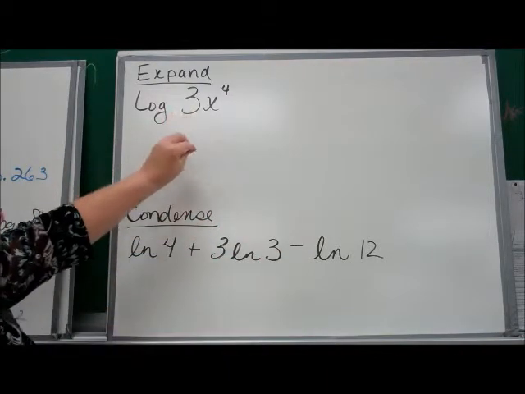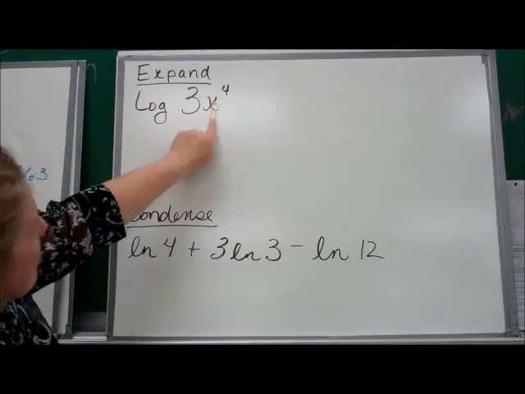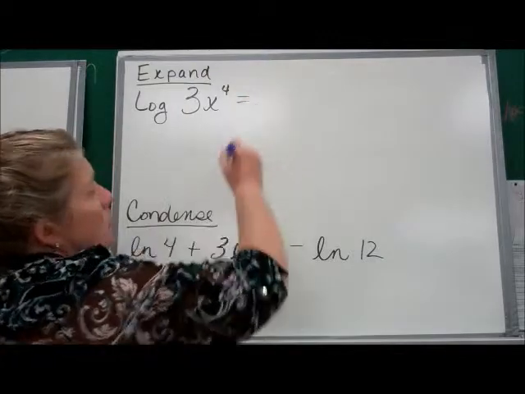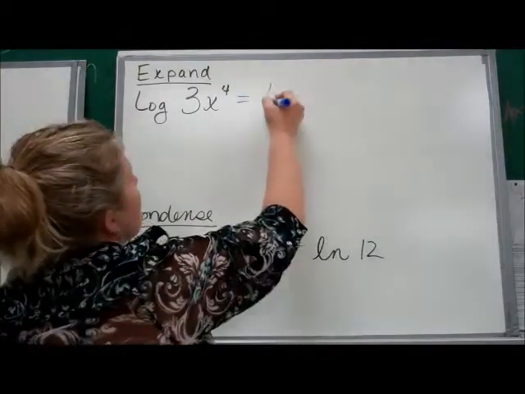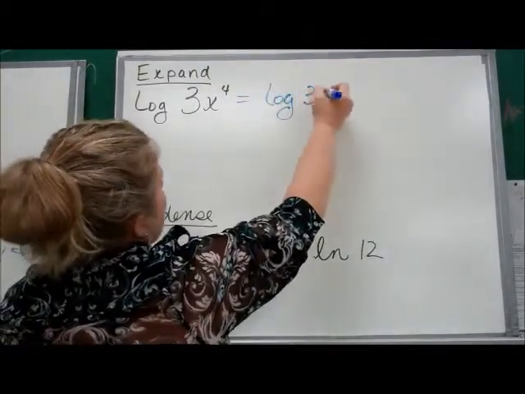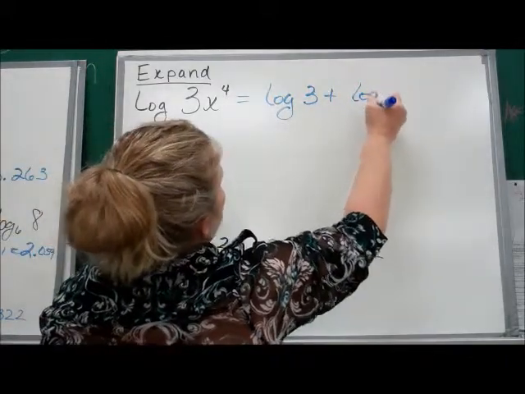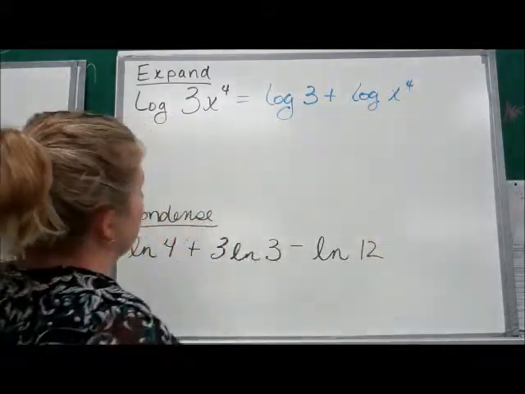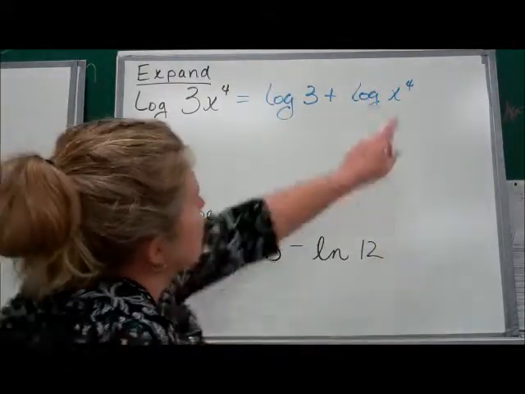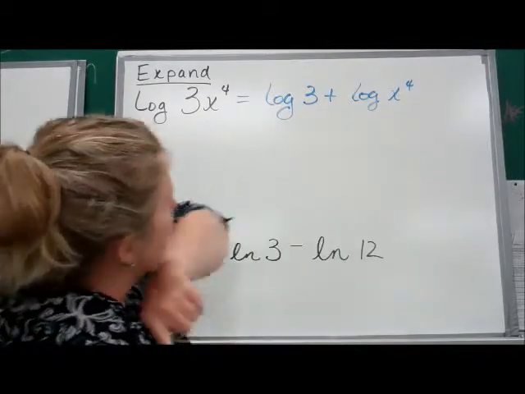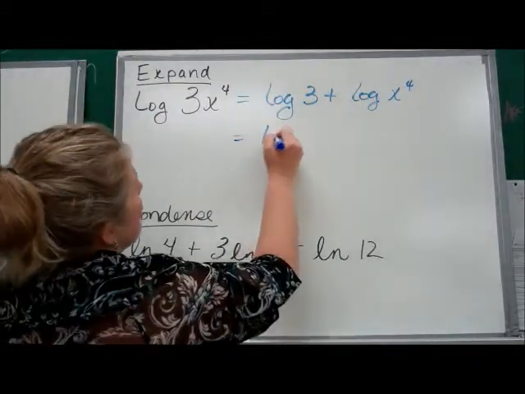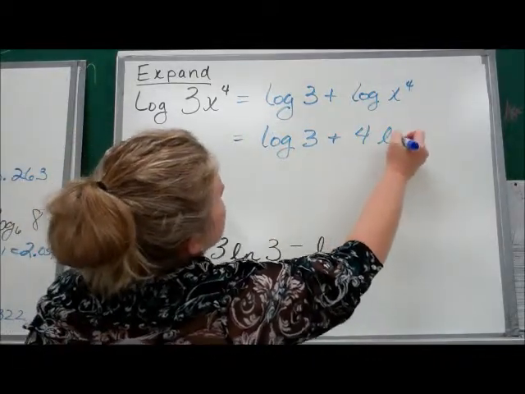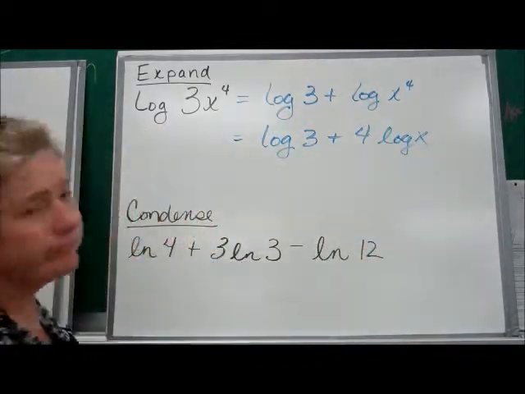So if we've got to expand, this is 3 times x to the 4th power. That's the first thing we do, is we're going to do the product property. So it's going to become the log of 3 plus the log of x to the 4th. Keep going, I still have the power property we can deal with. So that's going to be expanded to the log base 3 of 4 times the log of x.